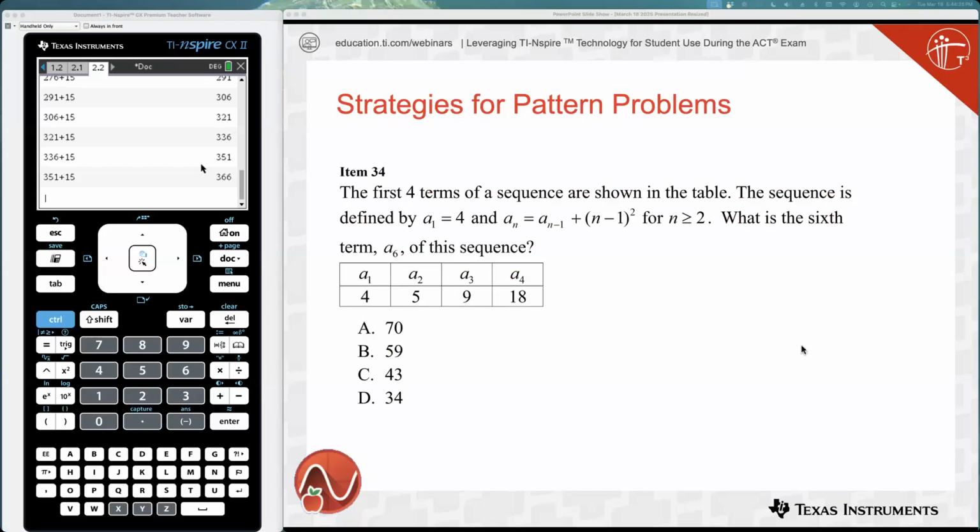Here's another problem that was also a sequence. The first four terms of a sequence are shown, and they gave me the formula this time.